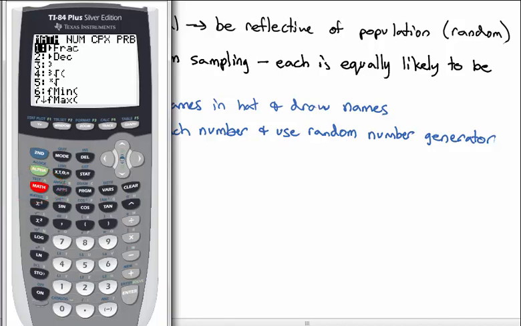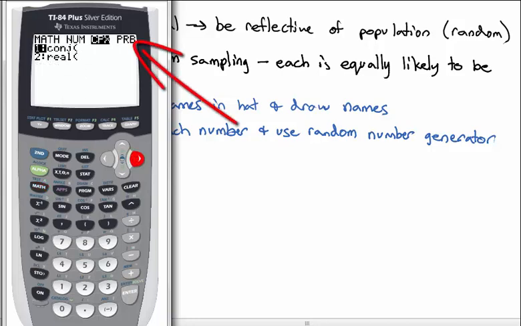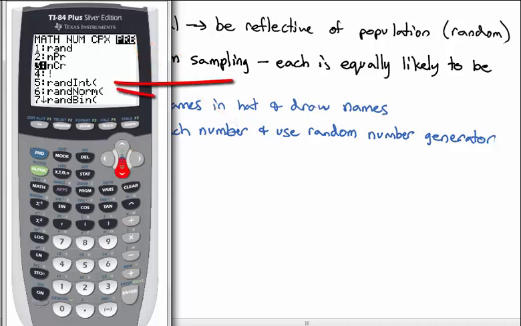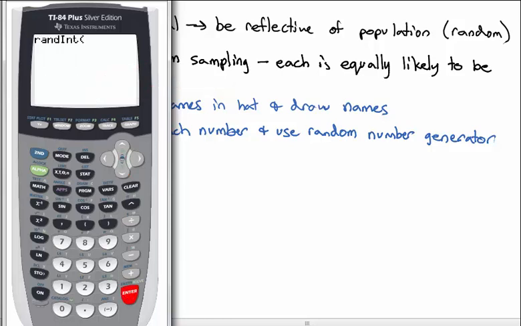And it gives us these menu options. The last menu option we can scroll over to is probability. And under probability, you will see the option for random int. Select random int, and it's going to ask us what range we want the random integers to come between. Let's say we have 30 faculty members to choose from, so we want a random number from 1 to 30. Close the parentheses and hit enter.